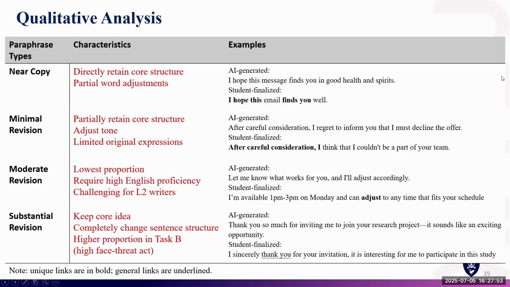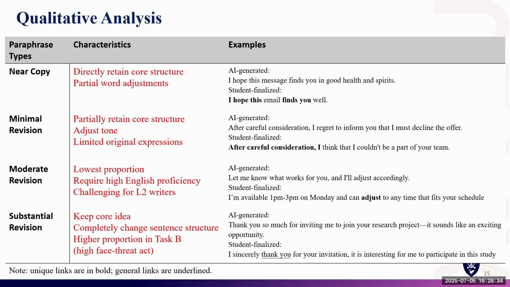And here are some examples of the paraphrase types. In the near copy cases, students tend to directly retain the core structure and vocabulary, such as greetings or fixed expressions. They will make some partial word adjustments. And in the minimal revision, students partially retain the core structure, and most of them choose to adjust the tone and add some limited original expressions. Like in this case, the student changed the expression from a direct way to a more indirect way.